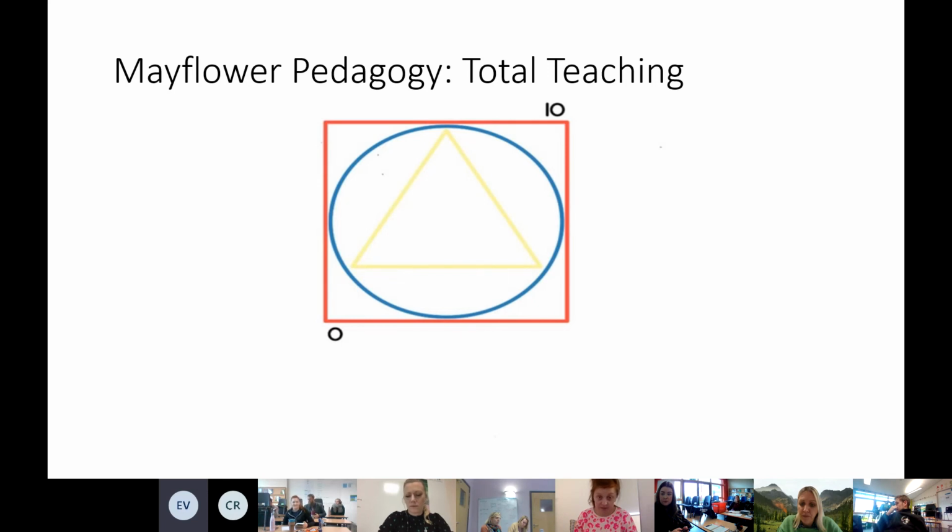So this diagram, if you were to take it to pieces, the 0 to 10 would be our PLB. The red square are our 4 C's. The blue circle is our AFL loop, the 5 R's. And the yellow triangle is our triad teaching, our teach, reteach, react, respond roles. So if anybody ever questioned us, that is our Mayflower pedagogy, our total teaching.